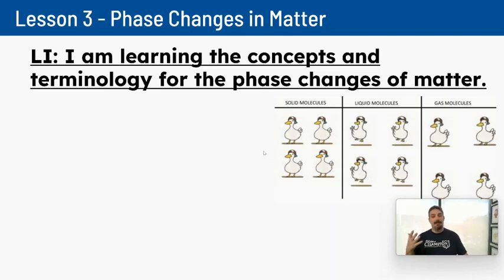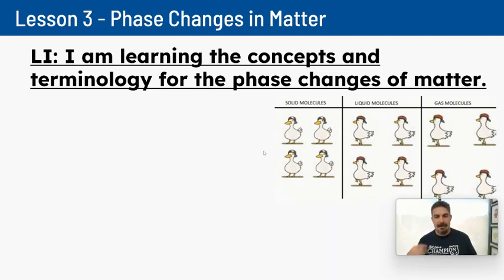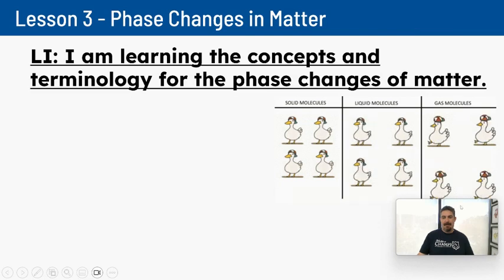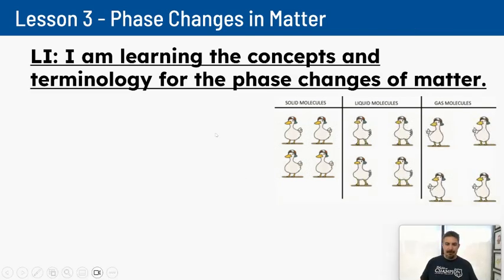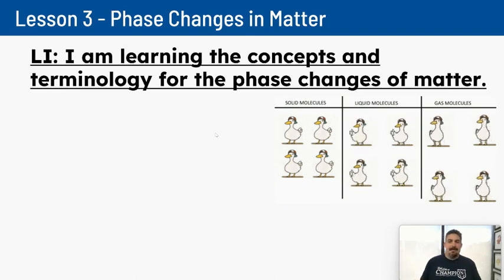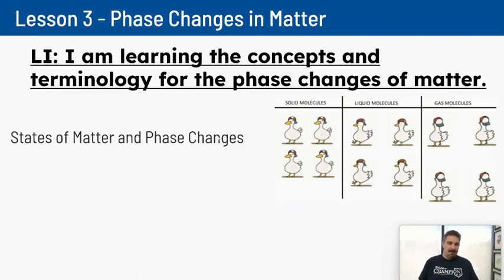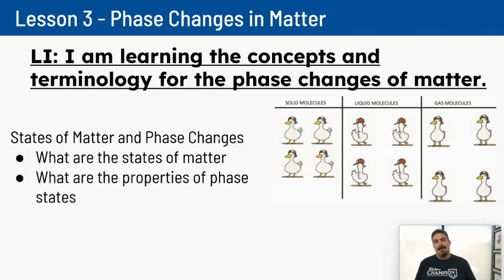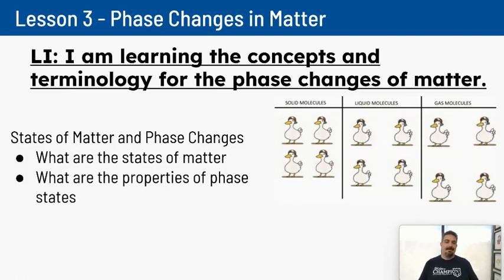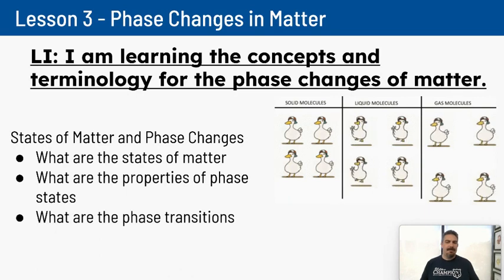So I'm learning the concepts and terminology for the phase changes of matter. We have a little example here. I'll phase a little bit of solid, liquid, and gas molecules, little dancing ducks. So what are the states of matter, which you probably are familiar with? What are the properties of these phases or states, and what are the phase transitions?